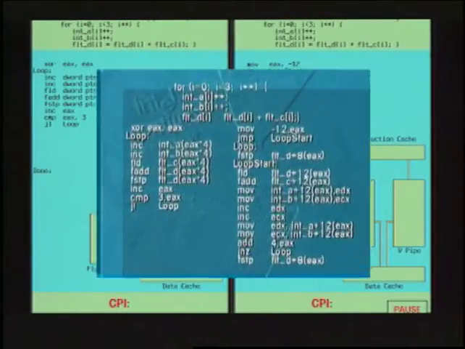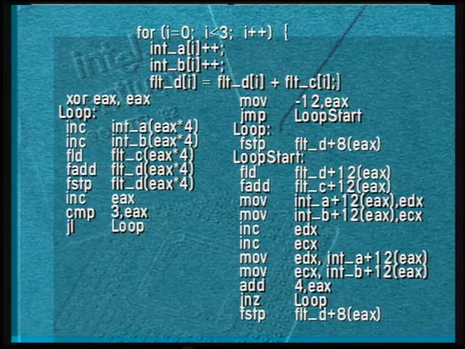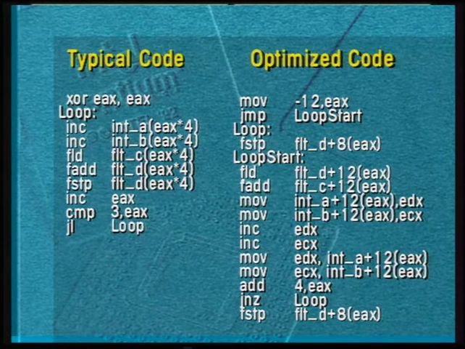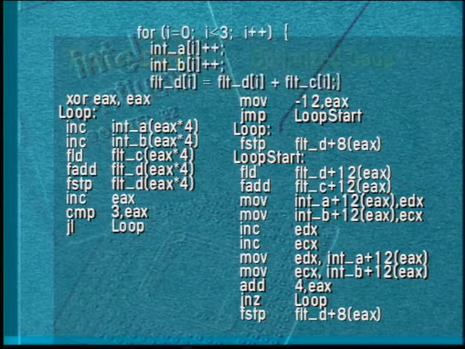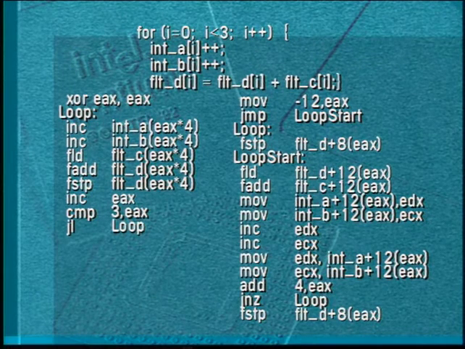Thanks, John. How compiler technology enhances the performance of the Pentium processor is best illustrated with a simple example. Here we have a simple synthetic program compiled by two compilers. The code on the left-hand side is generated by a typical 486 compiler, and the code on the right-hand side is generated by the new compiler technology optimized for the Pentium CPU. The two code sequences are quite different, even though they are both correct representations of the original program.